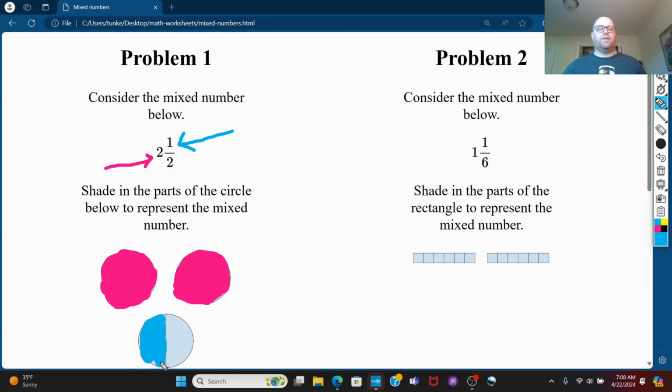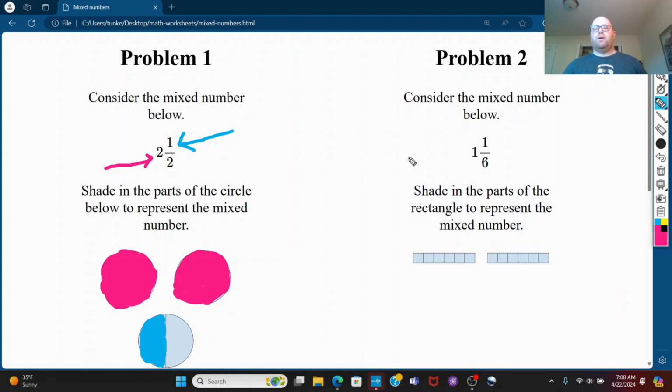So if you want to think of this visually as a mixed number, you've got the 2 whole parts that are shaded in and the fractional part that's shaded in. Okay, let's go to our second problem where we're considering another mixed number.